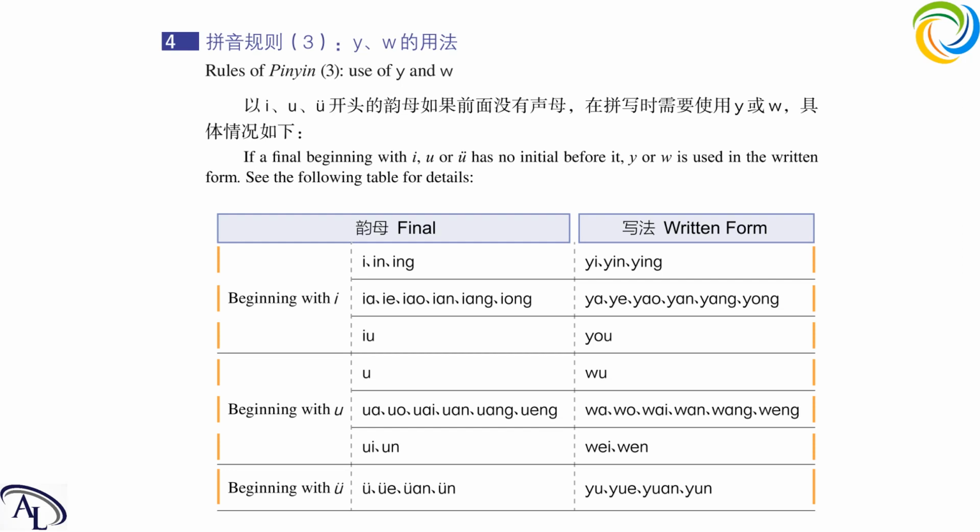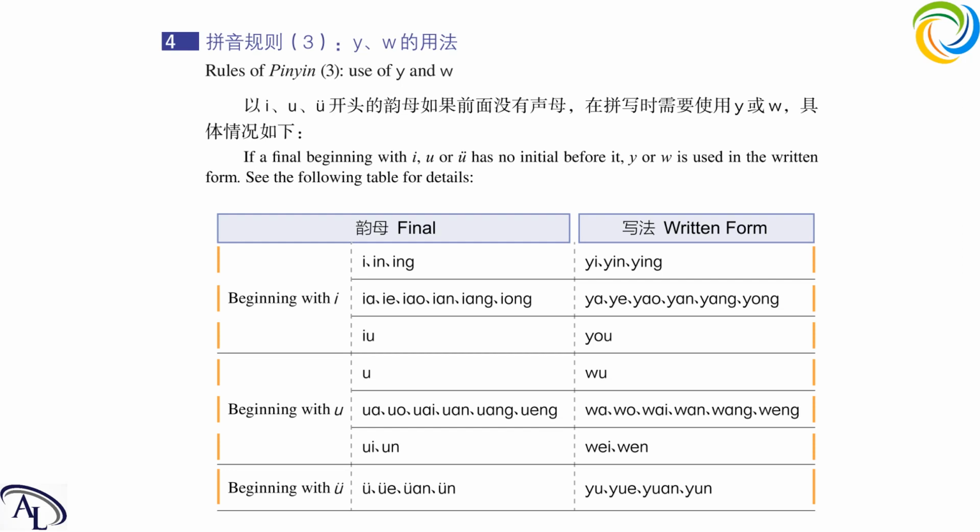Okay, now let's see. First, when it begins with U, we will put this initial U before it. And when there are vowels after it, then we will remove the final U and put the initial U before it. For example, wa, wo, wai, wan, wong. We removed all of the final U and replaced it with the initial U.